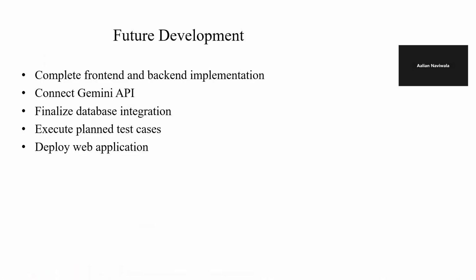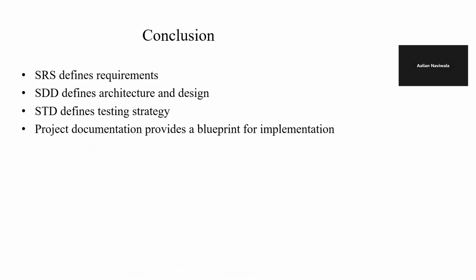And the next phase of the project is implementation. This includes completing both the front end and back end, integrating the Gemini API, finalizing the PostgreSQL and ChromaDB databases, executing the planned tests, and deploying the application as a fully built web development system. These steps will transform the current software design into a working application.